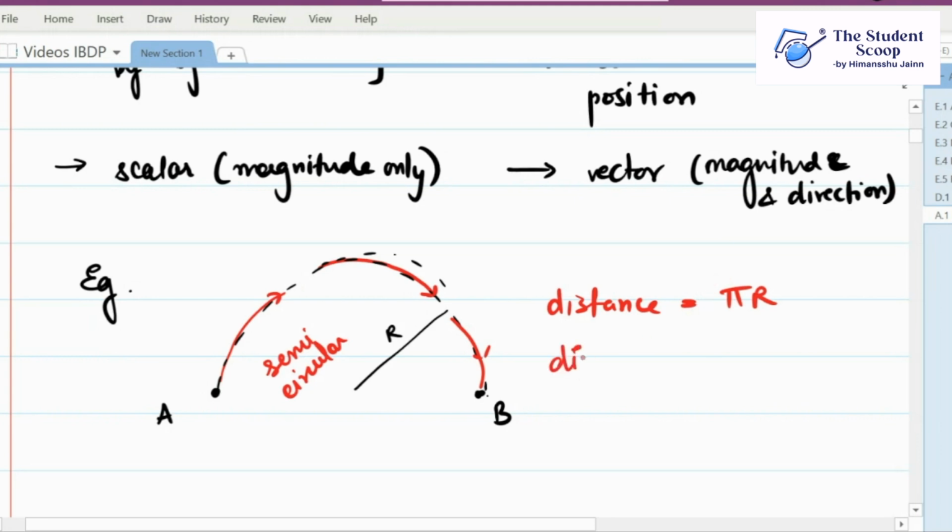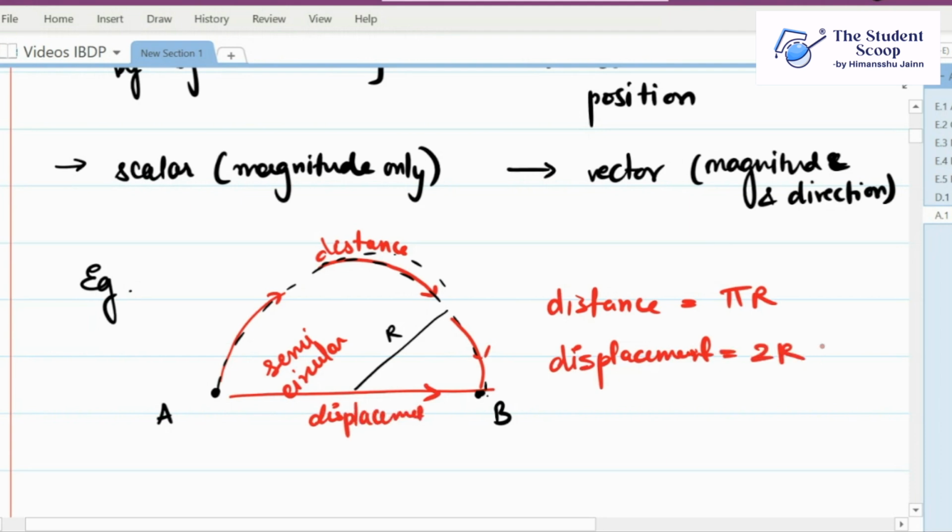But if I talk about displacement, the displacement will be a straight line from A to B. And that will be the measure of the diameter, that will be 2r. So this is how the difference between distance and displacement is calculated.